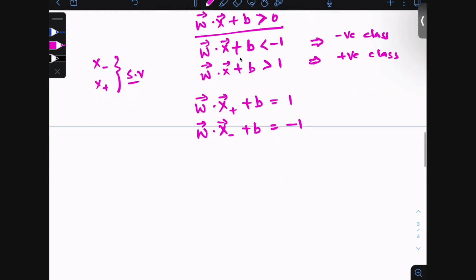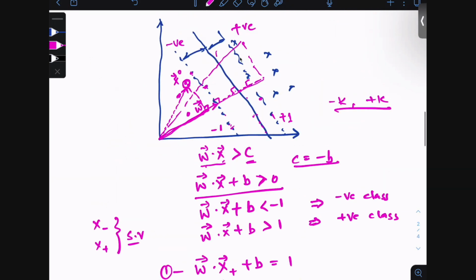Okay, now let's do something else. Now what we'll do is we will take the first equation. This is my first equation, this is my second equation. From the first equation, W dot x positive class is equal to 1 minus b, right? From my second equation, W dot x negative class will be equal to minus 1 minus b. Correct? No problem.